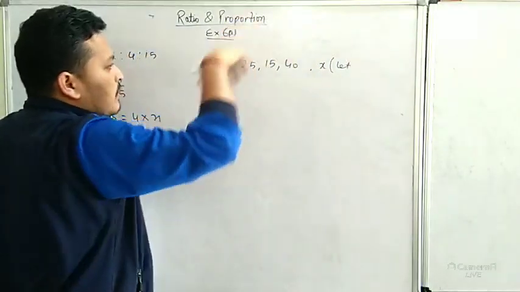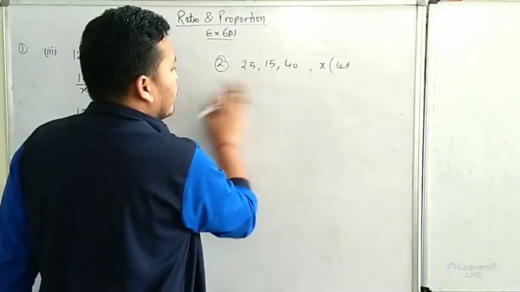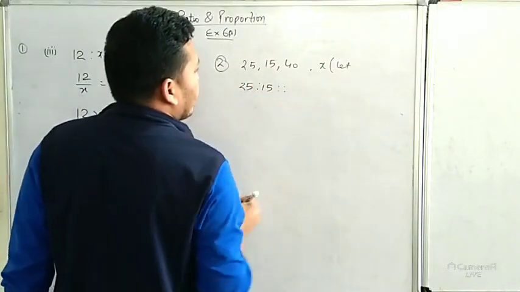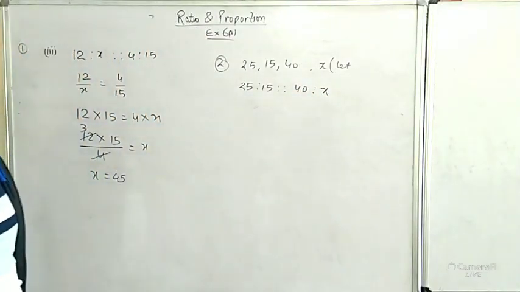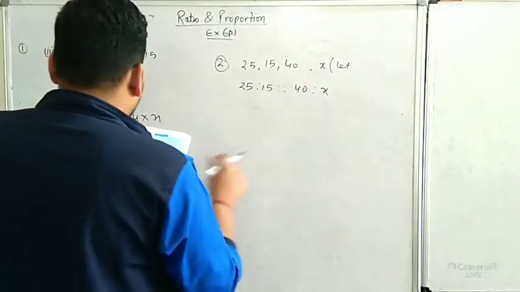So arrange the equation in the form of the proportional. So 25 upon 15, this is 20. We can write 25 ratio 15, then proportional 40 ratio x. On solving, we can calculate the value of x, means we can find our fourth proportional. Okay, so all are the same question.